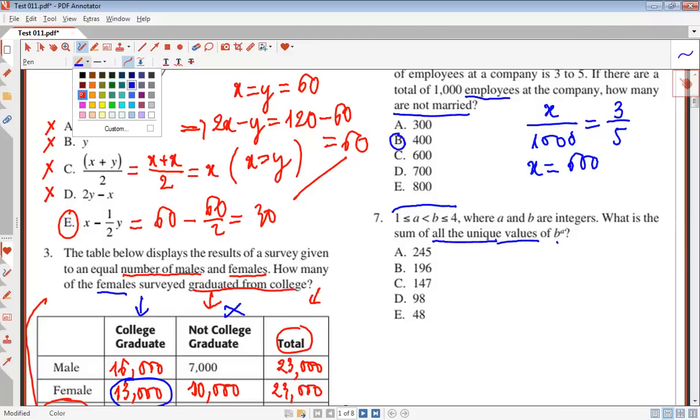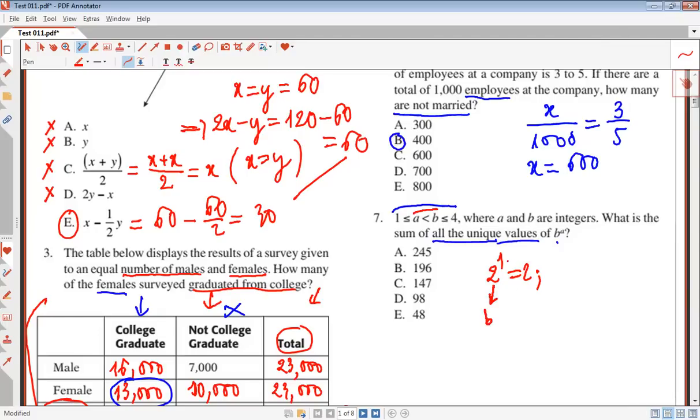We need to focus on a less than b. Hence, we have the number 2 raised to the power 1, equal to 2. And here number 2 is b, and number 1 is a.